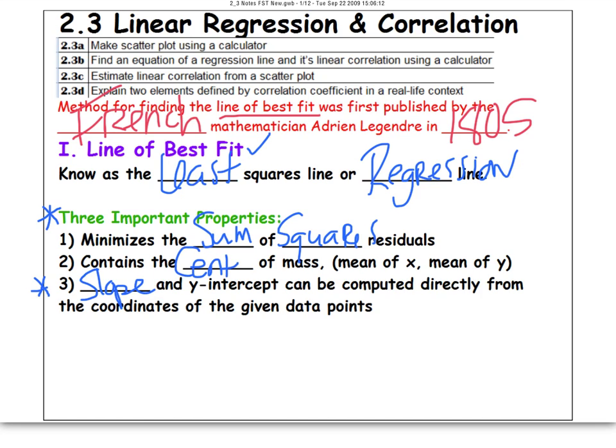And the center of mass is this: the calculator goes in and reads all the x values from the ordered pairs and computes the mean. It takes all the y values of those ordered pairs and computes the mean. It then uses that point and kind of teeter-totters the line that it chooses on that particular point.